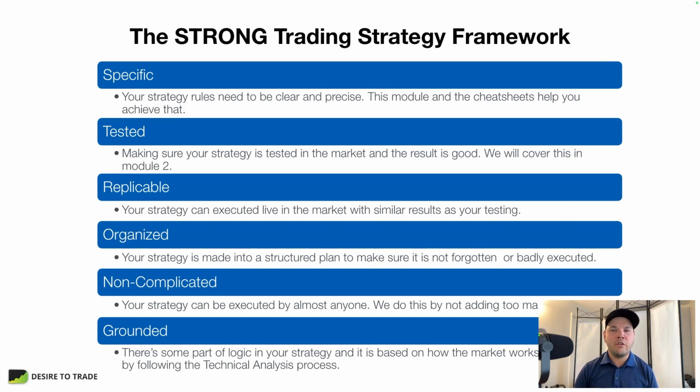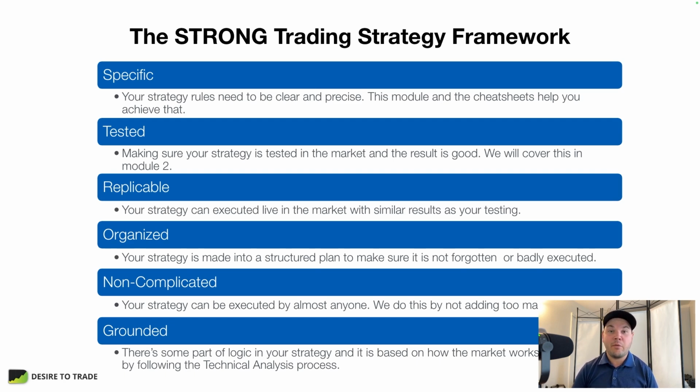Each of the letters of the word STRONG is a particular item that you have to follow to have a good strategy. I believe these things work really well. I've seen this work quite well, so I teach it that way to people. We'll go through each of them, of course. S stands for specific: something that has clear rules, needs to be precise. I have some cheat sheets that I give my students to achieve that easier, but at least have some clear rules. That's the first part.